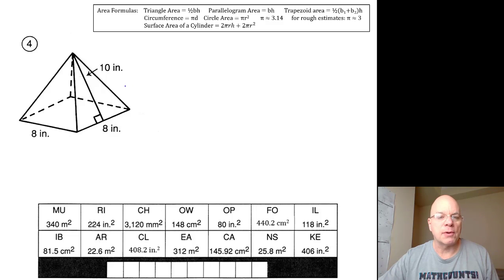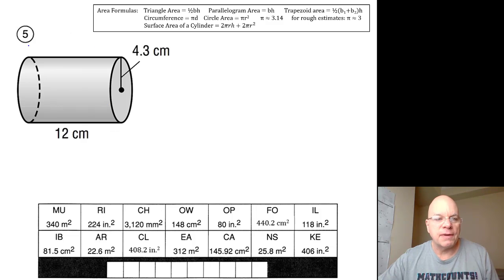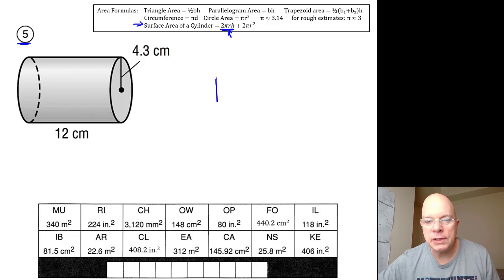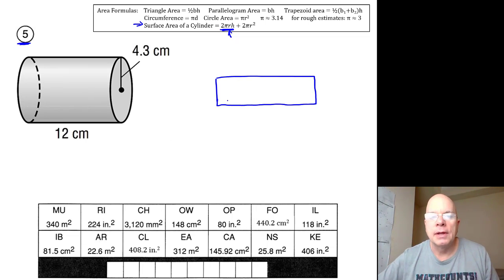I think I'm going to do number 4 with you, but before I even do 4, I just want to mention that problem 5, you did surface area of cylinders last week. You used the formula. We talked about how the lateral area, this term, is the rectangle that unwraps. If you were to unwrap that, like if it was a can of soup, that would be like the label when you unwrap the label.